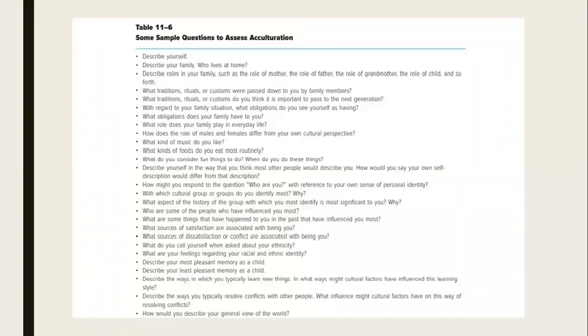So here are some sample questions to assess acculturation. First is, describe yourself. Describe your family, who lives at home. Describe roles in your family, such as the role of mother, the role of father, the role of grandmother, the role of child, and so forth.